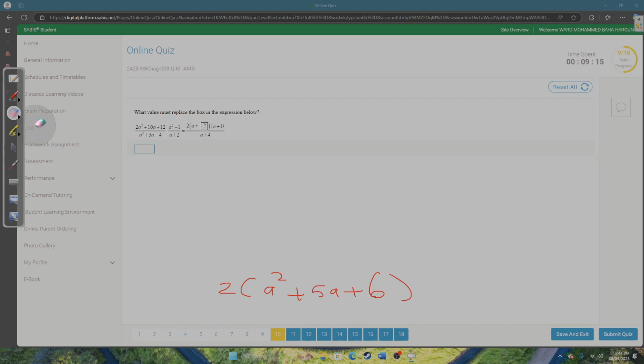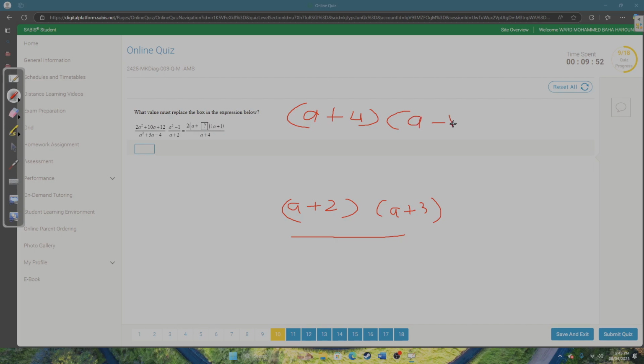And then after you do this, you can do the product sum rule. Two numbers you multiply to get 6, but add to get 5. It's obviously 2 and 3. So a plus 2, a plus 3. They're both addition, so you can just add for both of them. So we found the numerator of the first fraction. We put over. For here, you do the product sum rule. Two numbers you multiply to get 4, but you add to get 3. It's 1 and 4. A plus 4, a minus 1.